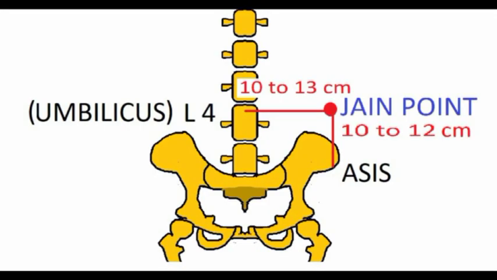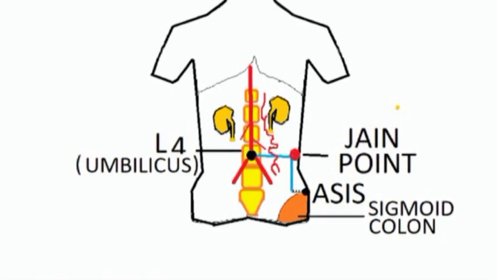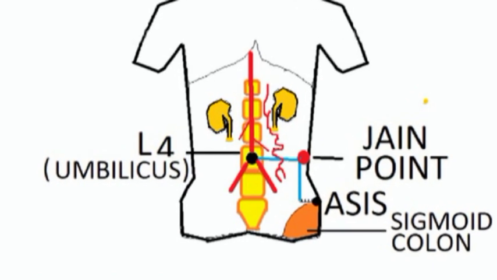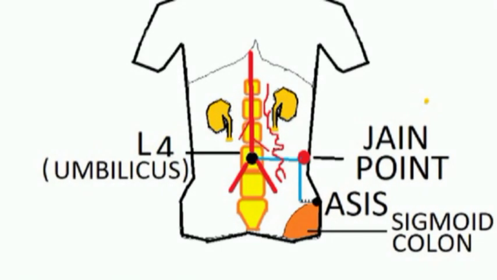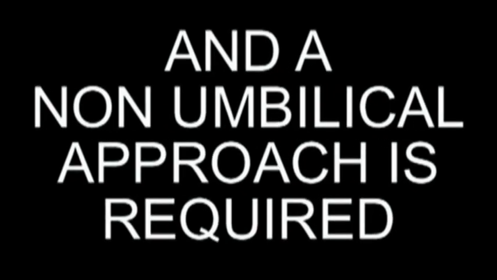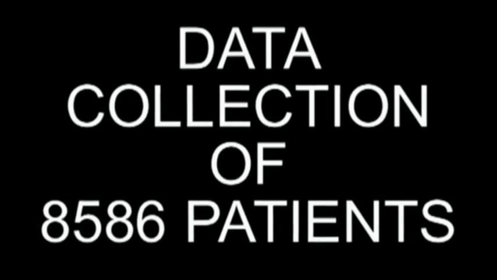In adults, the horizontal line is 10 to 13 centimeters long and the vertical line is 10 to 12 centimeters long. Jain point is quite lateral in its position and this area is free from adhesion. It is quite far from the lower pole of the left kidney and the upper part of the sigmoid colon, and it is safely distant from the mesenteric artery and the superficial epigastric artery. Jain point is the point of choice for the entry port in laparoscopic surgery where adhesions are present and a non-umbilical approach is required.